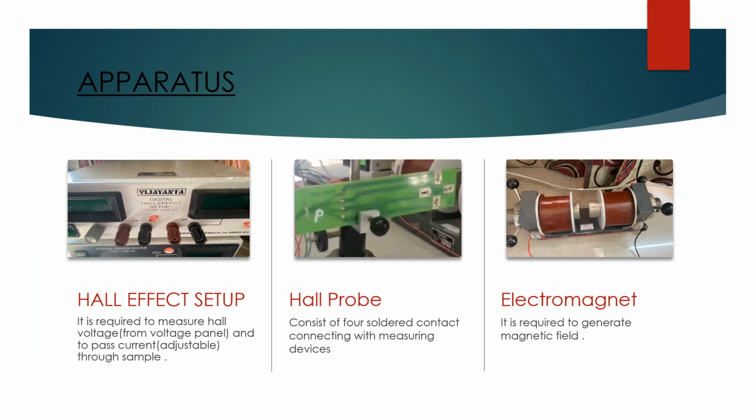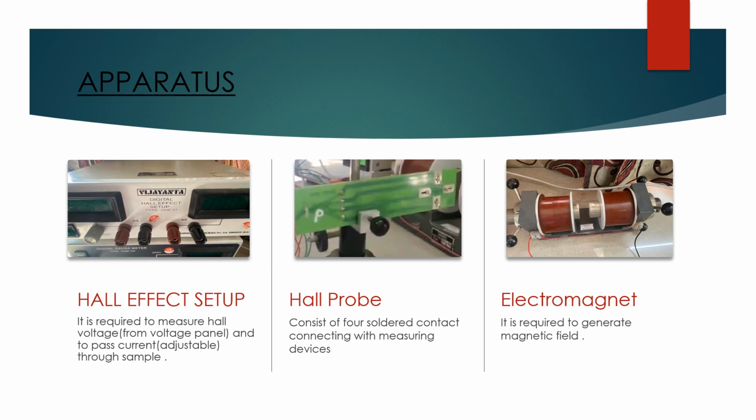These are the apparatus which are going to be used to observe the Hall effect. First is the Hall effect setup, which is connected to the Hall probe. Its job is to supply current to the Hall probe and measure the Hall voltage developed. Second apparatus is the Hall probe. It contains a semiconductor material such as gallium arsenide, which is required to observe the Hall effect.